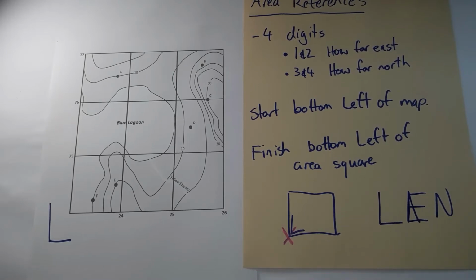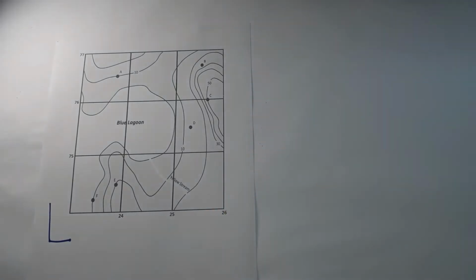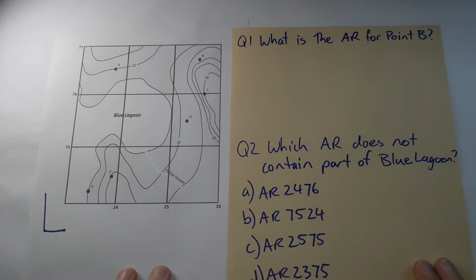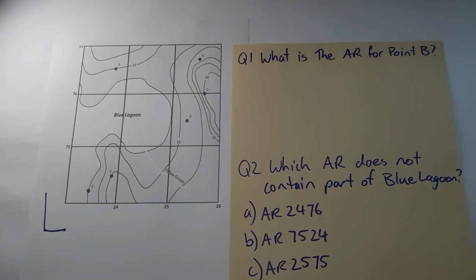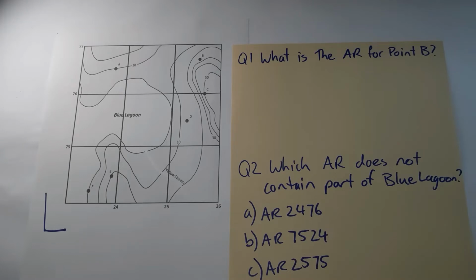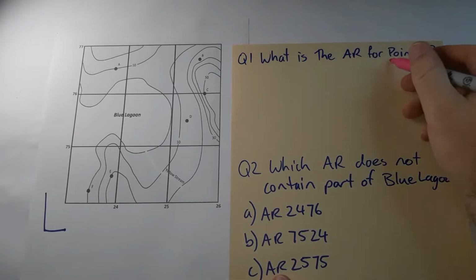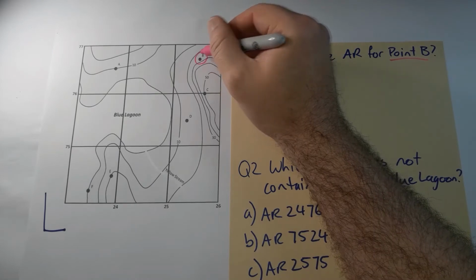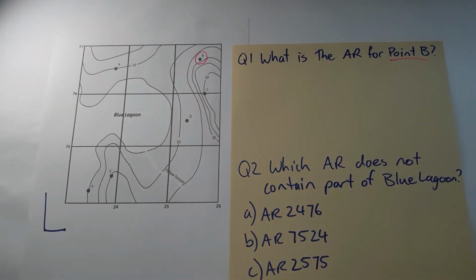So let's try that out with a couple of practice questions. Very simple ones, but they might be similar to ones you get in an exam. So question 1, what is the area reference for point B? First thing I'm going to do is find point B on the map. So let's work through this. I can see point B is up here. I'm just going to circle it to highlight it for you.